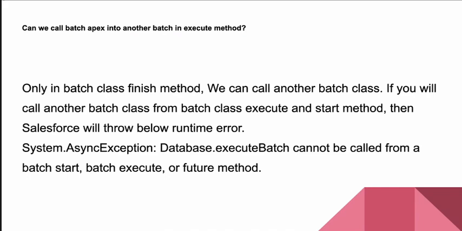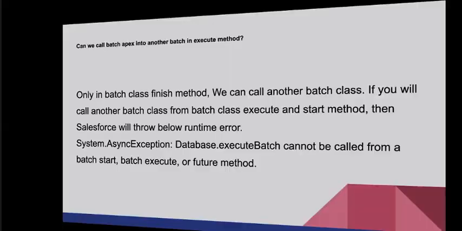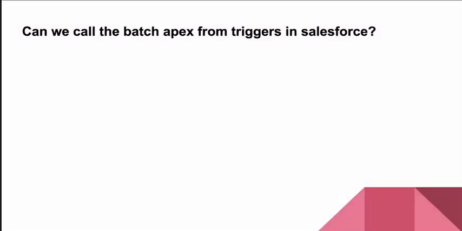The exception it gives is the System.AsyncException, which we can see. It cannot be called from batch start, execute, or future method. It can be called only from the finish method. Got it. So I'll go for the next question.